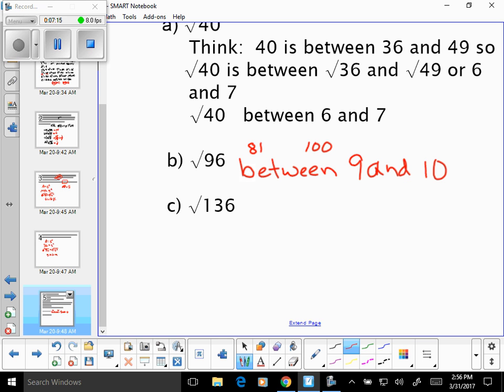You try C. Okay, I look on my list. The perfect square that's smaller than 136 is 121. The one that's larger is 144. So the square root of 136 has to be between the square root of 121, which is 11, and the square root of 144, which is 12. So my answer should be between 11 and 12.